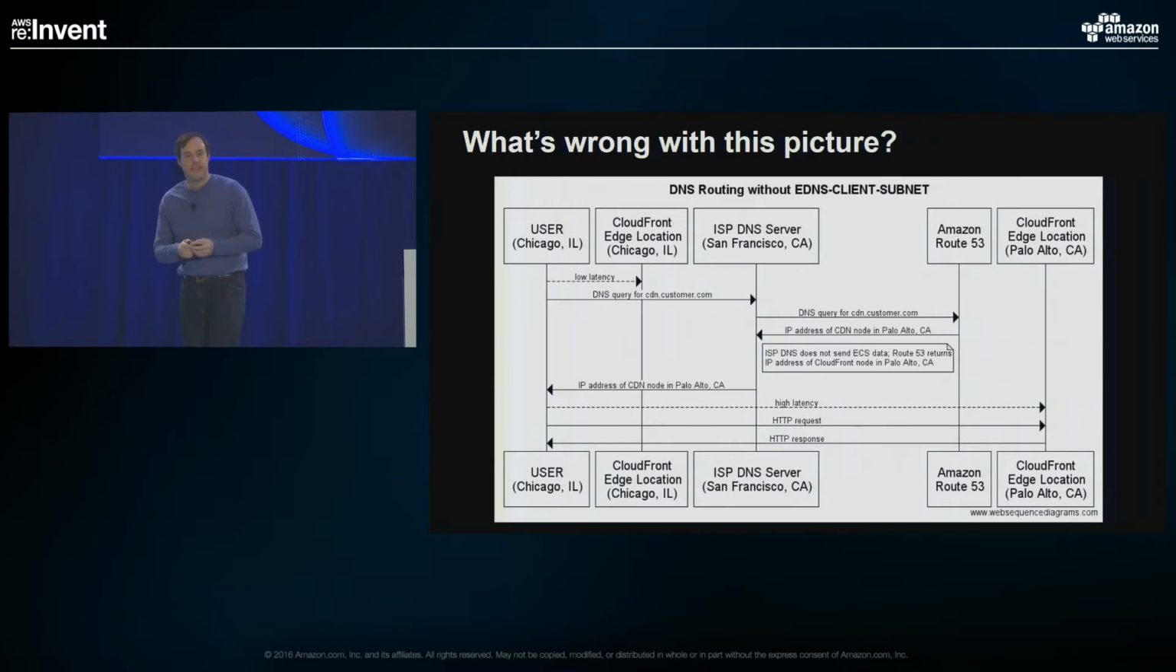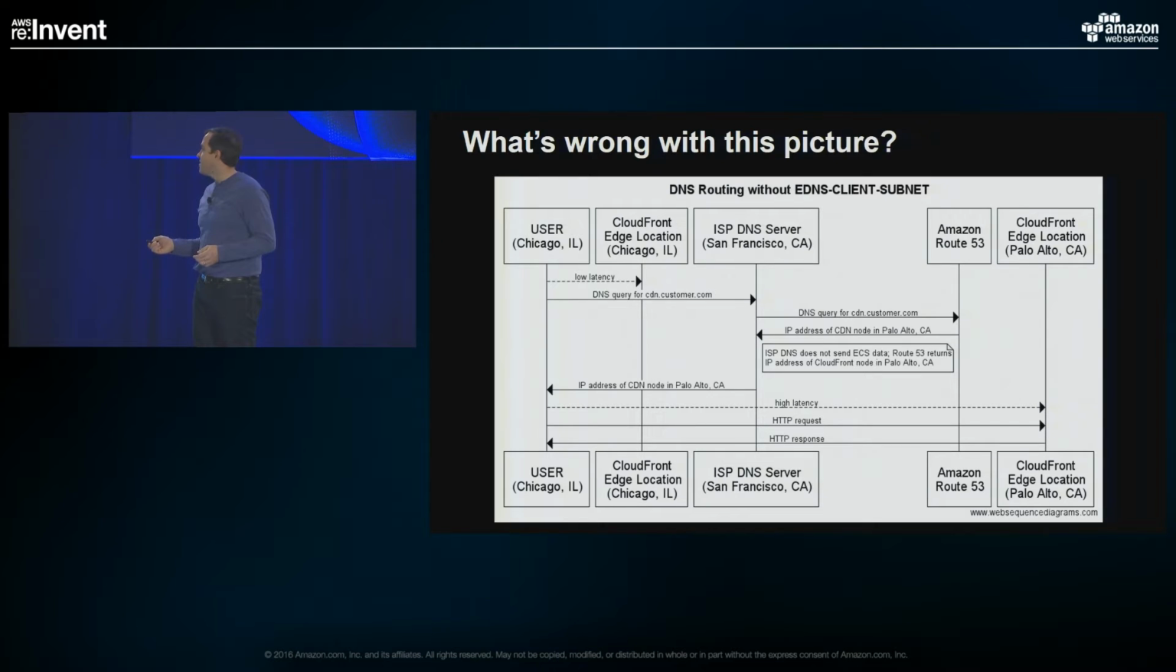But here's where things can go a little bit sideways sometimes. So if we have an example user in Chicago, both from a geography perspective as well as a speed of light perspective, in the normal case, we would want a user in Chicago to be directed to one of our Chicago edge locations. Makes perfect sense.